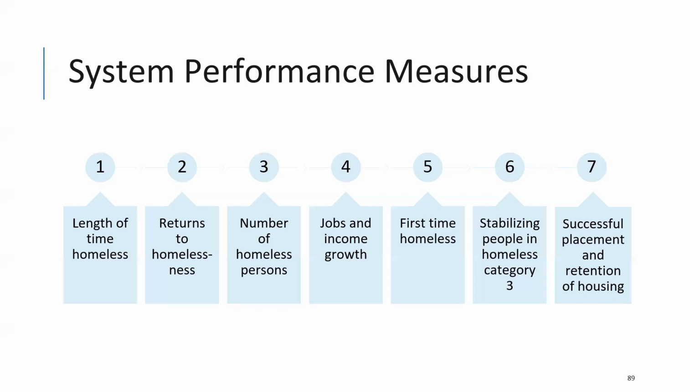So you'll see here the system performance measures that HUD looks at are length of time homeless, returns to homelessness, your overall number of homeless persons, jobs and income growth, first-time homeless, stabilizing people in homeless category 3, which is folks who are homeless by other HUD definitions. So for example, folks who are doubled up or couch surfing. HUD has not historically been looking at this in the past. And then successful placement and retention of housing. So the CoC application includes numerous questions about how the CoC is working on these areas, and HUD also looks just at the data itself.